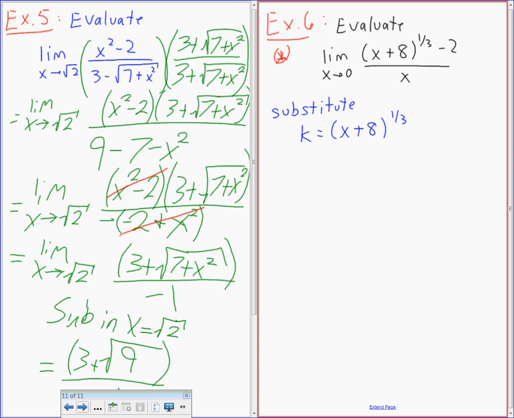Okay, so what we did there, I did a substitution, and I chose k to be (x plus 8) to the 1/3. Why did I choose that? Look, for me, that is the hideous part of this question. It's going to change the numerator into k minus 2, which I can deal with.